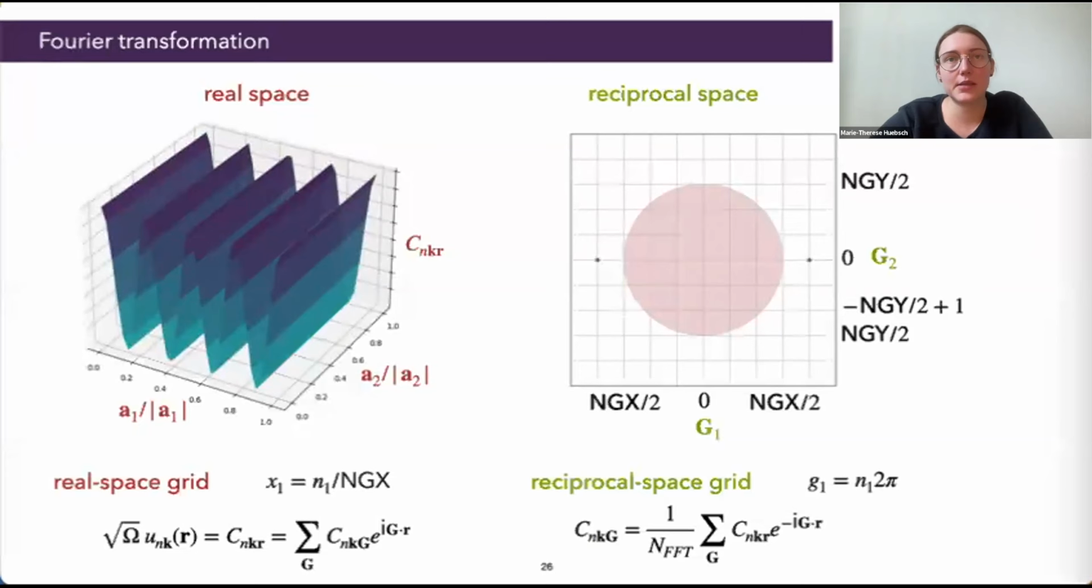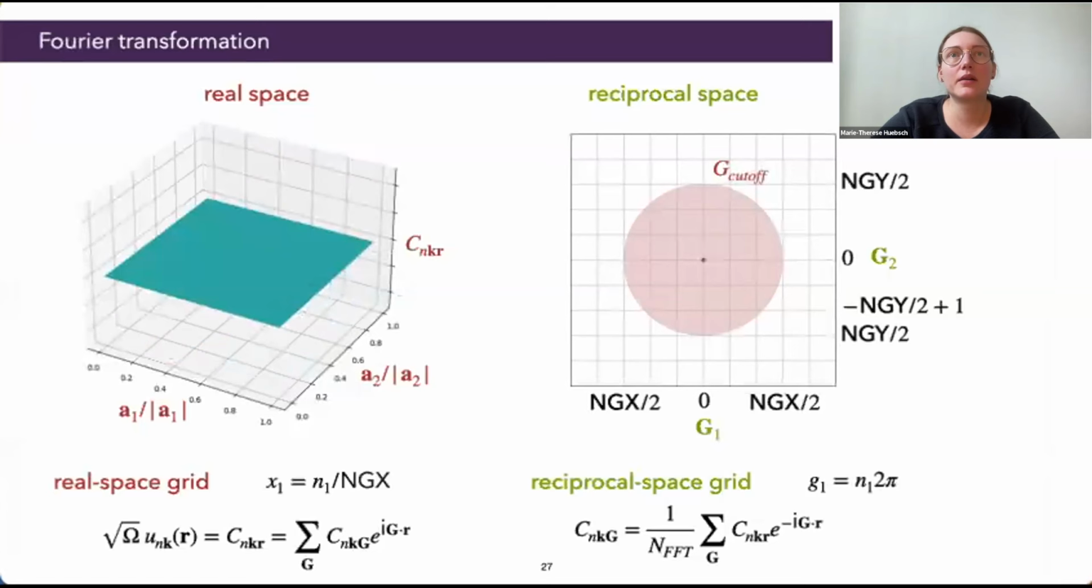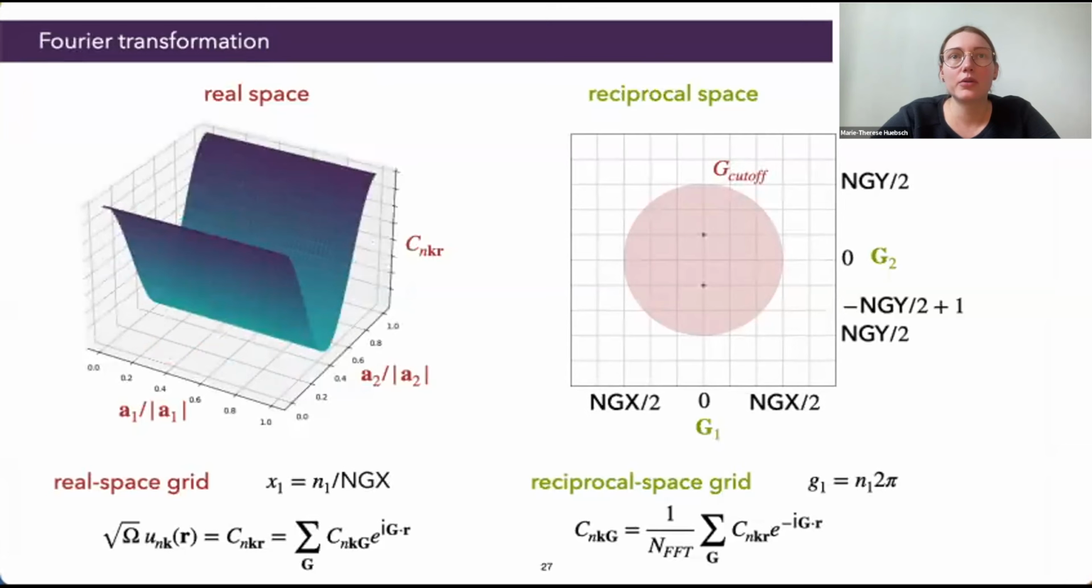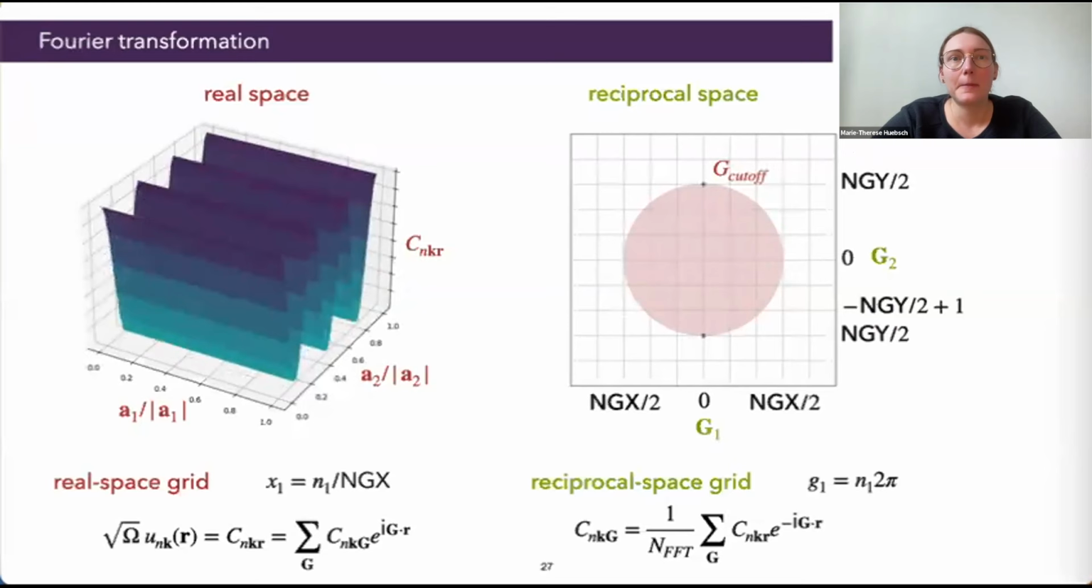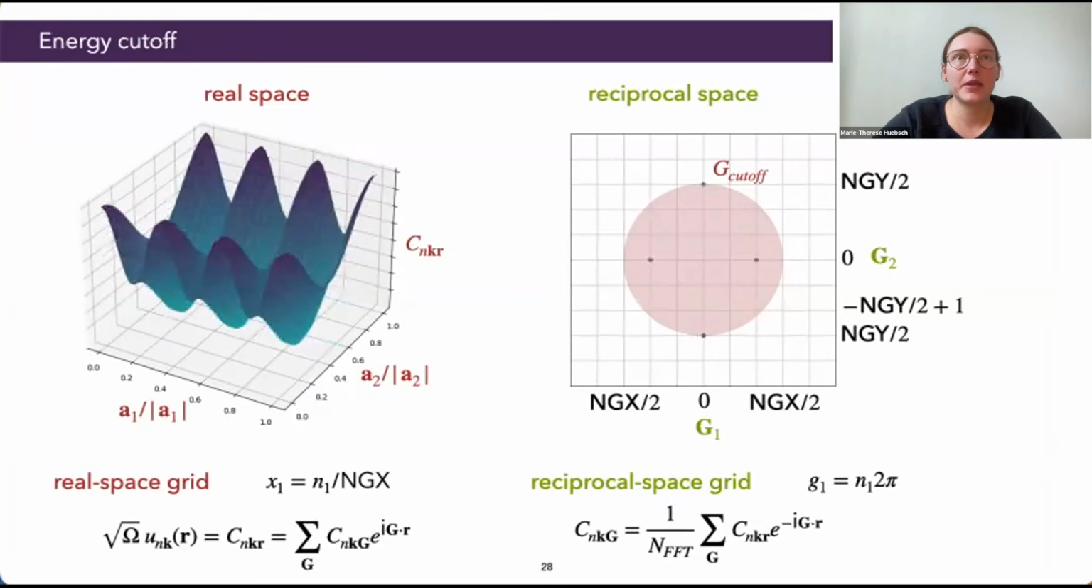The same can, of course, be done in the y direction. Note that the reciprocal grid obeys periodic boundary conditions. So here we have NGY half, but also the negative direction. This is the equivalent point. So it's not a typo that there's no minus here. And of course, the same works for a combination. The cutoff energy is set in the INCAR file, and it is actually rather an important value that you always need to perform a convergence study for.